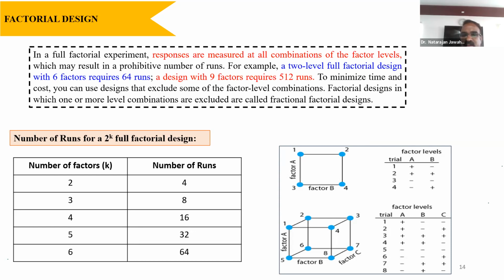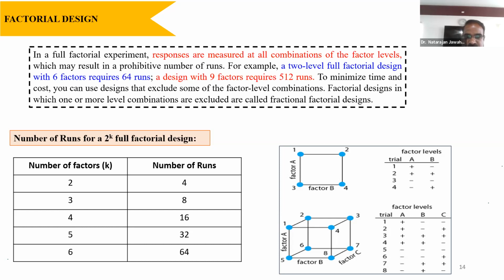That is called fractional. Factorial designs in which one or more level combinations are excluded are called fractional factorial designs. So this is the number of factors. If you have two factors and two levels you have to study, high level and low level, so 4 runs you require. 3 factors means 8. 4 factors means 16. So till 16, I think it is possible. If you have more than 5, it's better you go with CCD or BB design, which will have fewer runs.